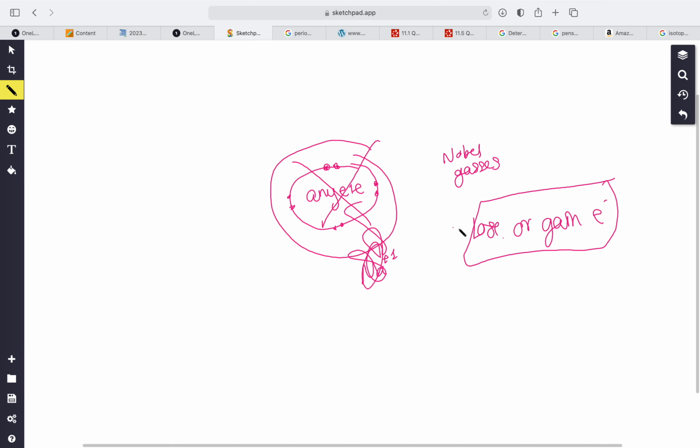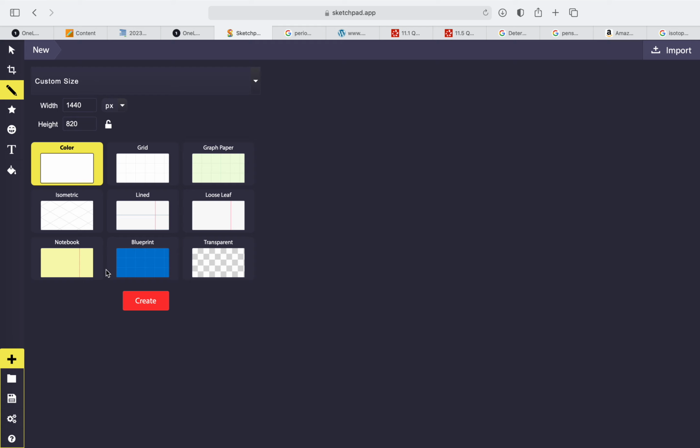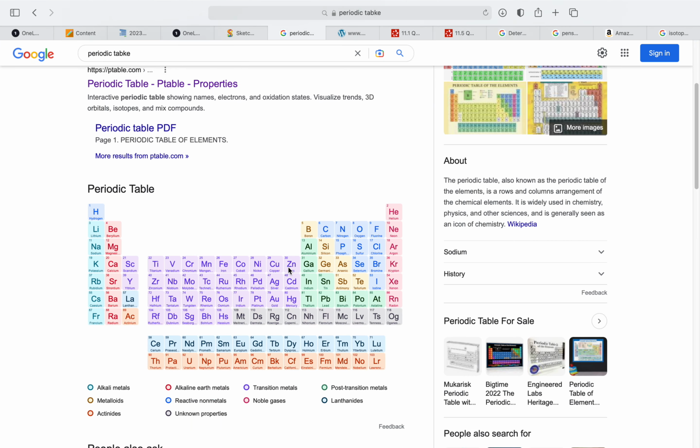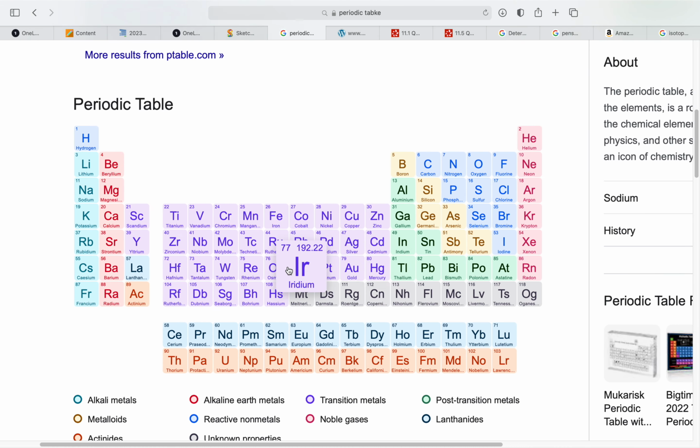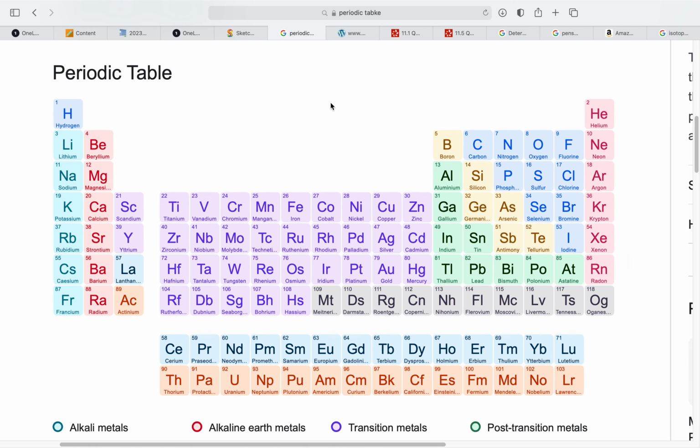That's their goal. They want to lose electrons or gain electrons. So let's go over why something would lose electrons and why something would gain electrons. What I have pulled up here is the periodic table we're going to be using for the whole class, because it's elements. So let's look at something like sodium, right?